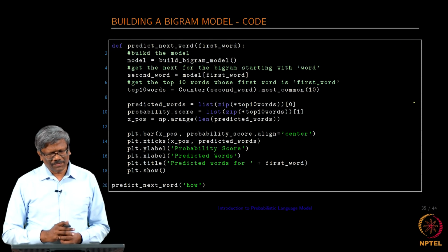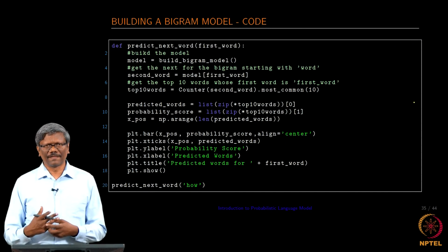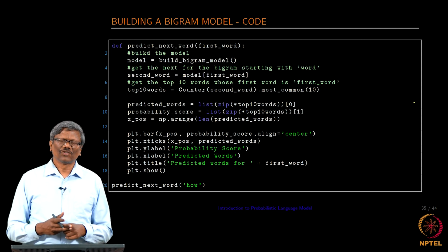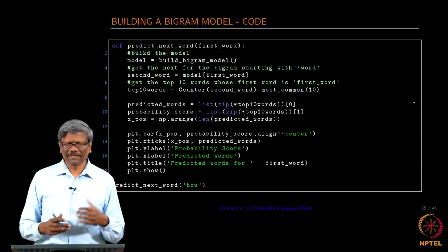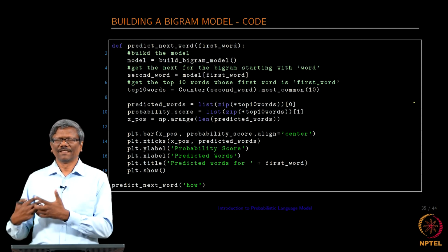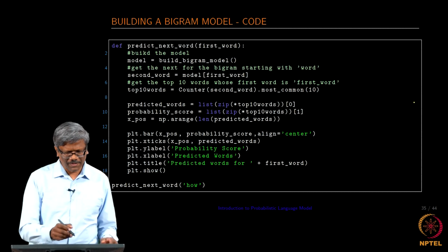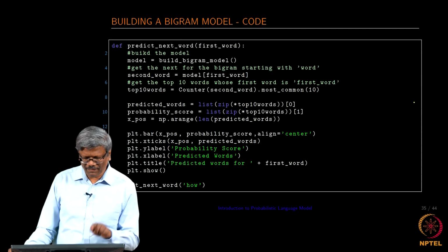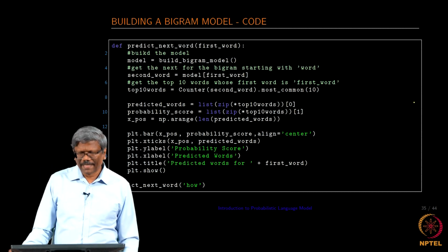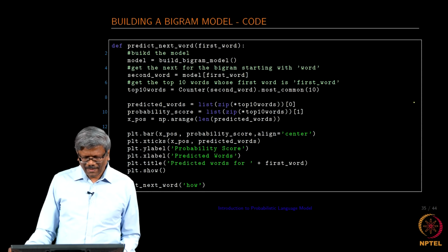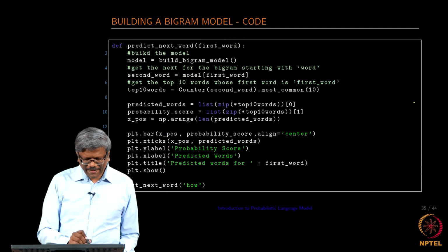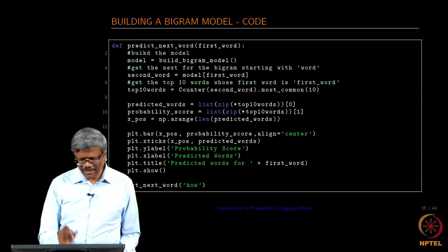And then the first part of the language model exercise is to predict the next word. So, now given the first word, I need to predict the next word. So, how do I do that? This is how we are doing it. First, we build the bigram model like what I had shown in the previous slide, and then I am going to get the second word based on the first word.